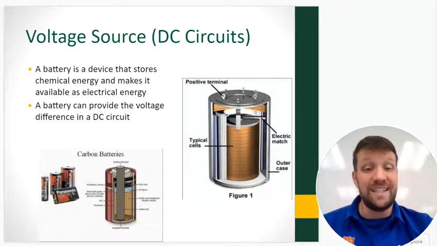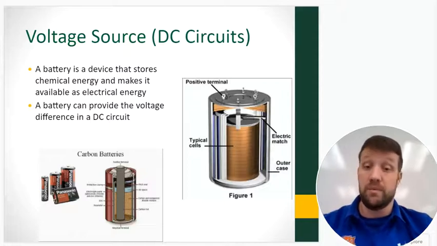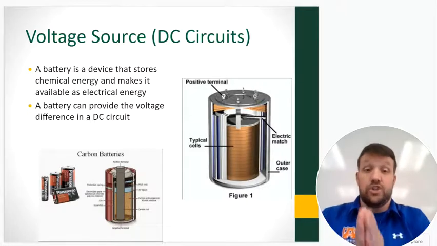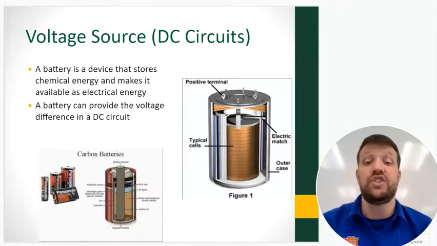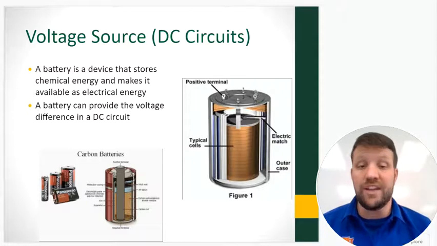In a DC circuit, the voltage source is going to be simply a battery, and it's a device that stores chemical energy and makes it available as electrical energy. So the direct correlation between chemical energy and electrical energy creates a direct current.